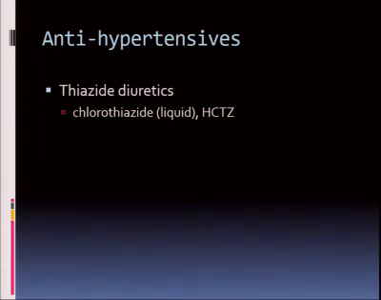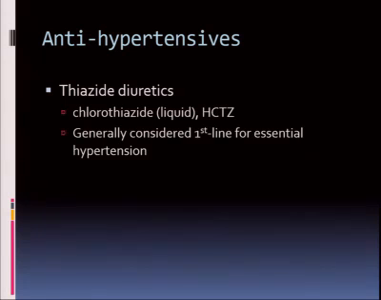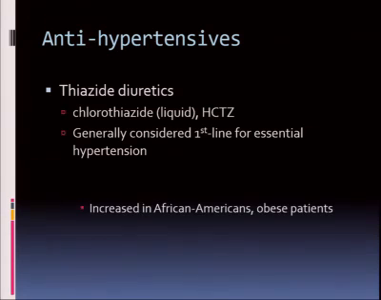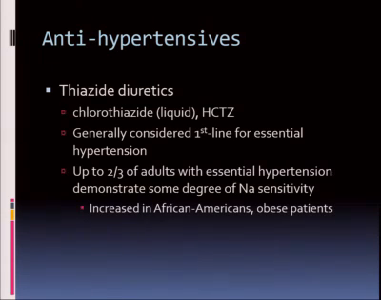So the first class is thiazides. We're talking about chlorothiazide or hydrochlorothiazide. In the adult literature, this is generally considered to be first line for essential hypertension. The reason being that the majority of adults, up to 2/3, will have some degree of salt sensitivity as a cause for the hypertension. There have been some very dramatic studies showing that for these patients, you can give them a saline bolus and watch their blood pressure dramatically rise as a result of the sodium administration. This incidence is actually increased in African American patients and in obese patients.